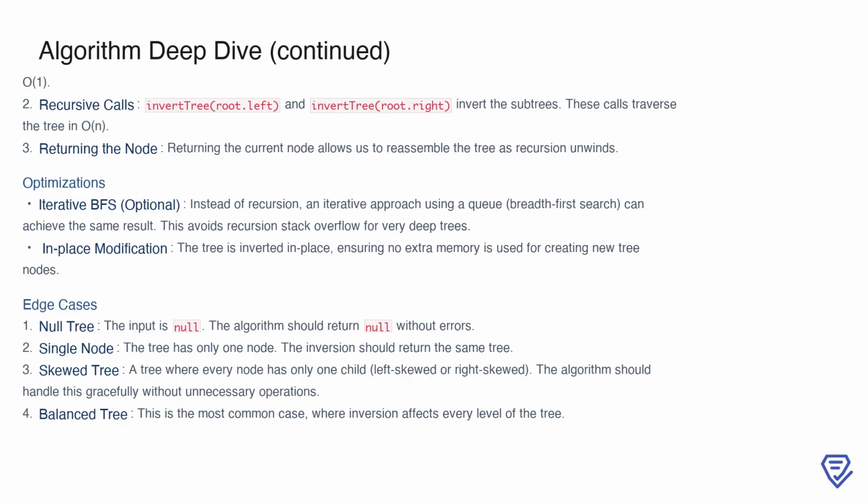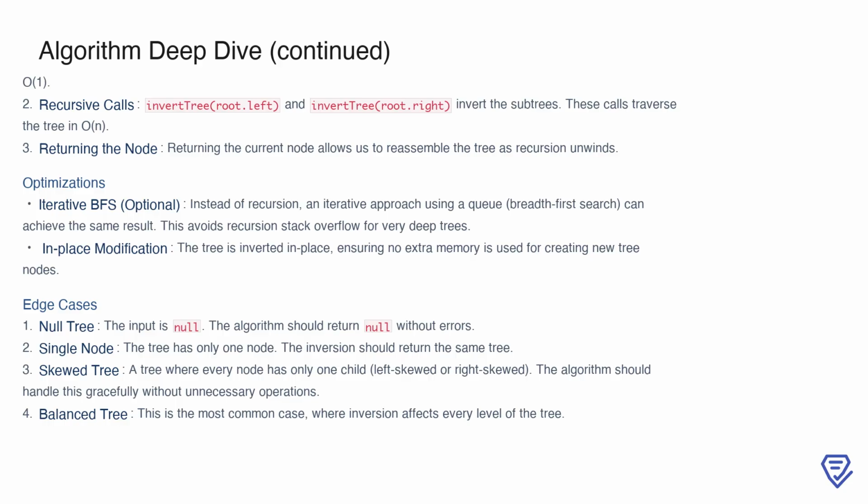Lastly, it's important to verify the algorithm against edge cases, such as null trees, single-node trees, skewed trees, and balanced trees. Each of these scenarios highlights the versatility and robustness of the solution. For example, a null input should immediately return null, while a single-node tree should remain unchanged after inversion. Skewed trees should be handled efficiently without unnecessary operations, and balanced trees demonstrate the full impact of the inversion process at every level.